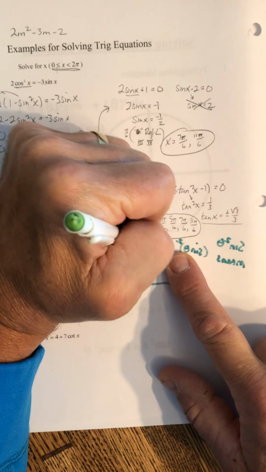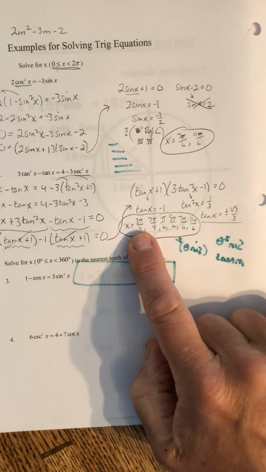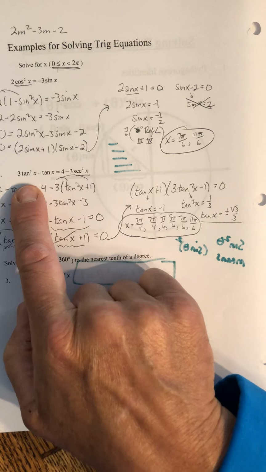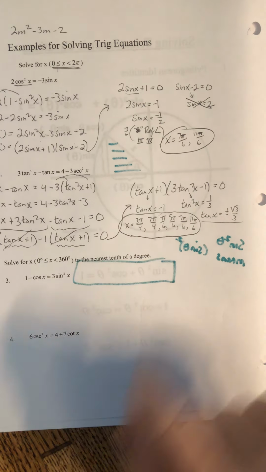This particular equation has 6 different answers. And what this means is if you plugged in any of these angles, your final answers, in place of x in the original equation, both sides would turn out to be the same. Same thing here.